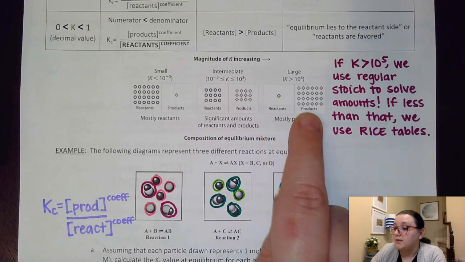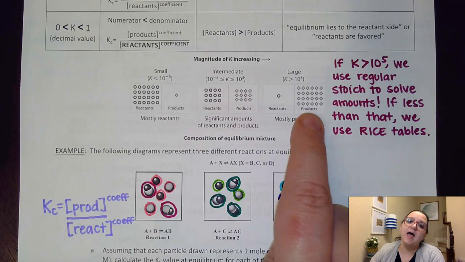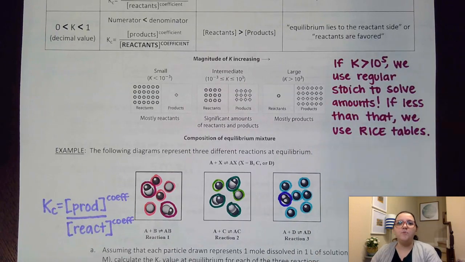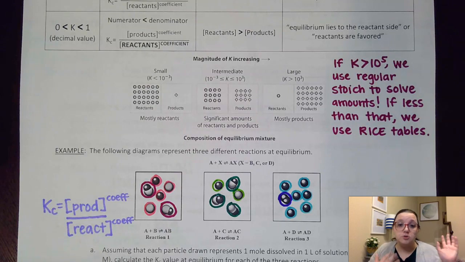Now, when our K gets really big, what that means is that basically everything went to products. And usually we say if K is bigger than 10 to the 5th, the products are so overwhelmingly numerous that essentially that reaction went 99% to completion. And so at that point, we would just use regular stoichiometry to solve any amounts in that reaction. However, when I have these other situations where the amounts are not overwhelmingly one or the other, where we really truly have an equilibrium present, then we're going to use another system to do those calculations instead of just traditional stoichiometry. We're actually going to use what are called RICE tables. And so you're going to get really used to seeing RICE tables here in the next couple of videos.